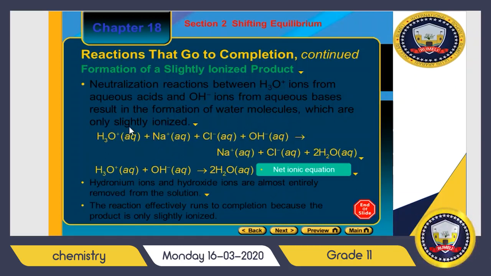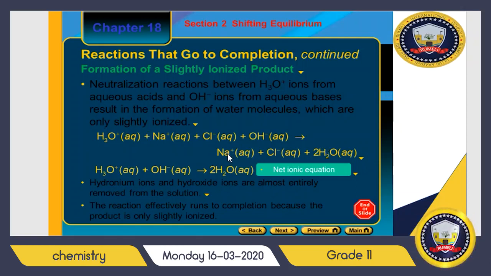What happened? This type of reaction also is a double displacement reaction. The products will be sodium chloride salt plus water. So here you can detect the spectator ions. What's the meaning of spectator ions? Spectator ions are ions that are present on both sides of the chemical reaction.